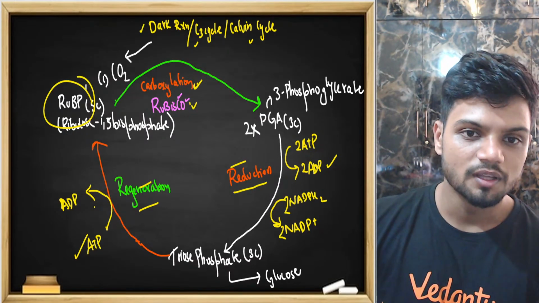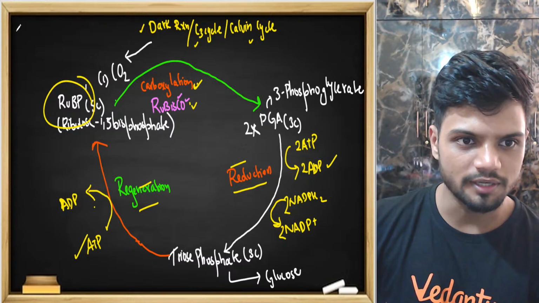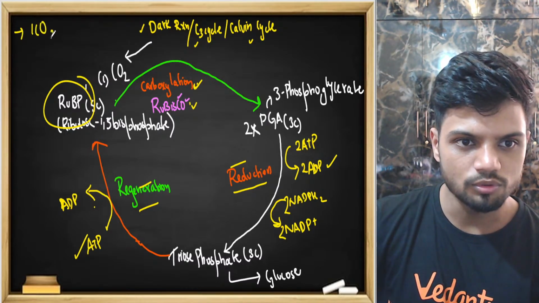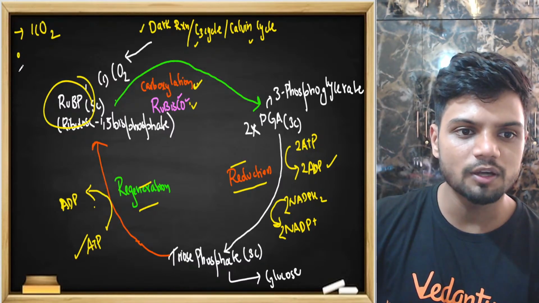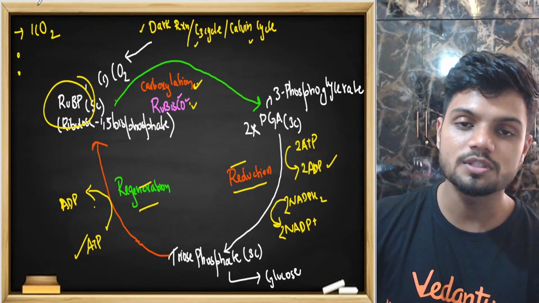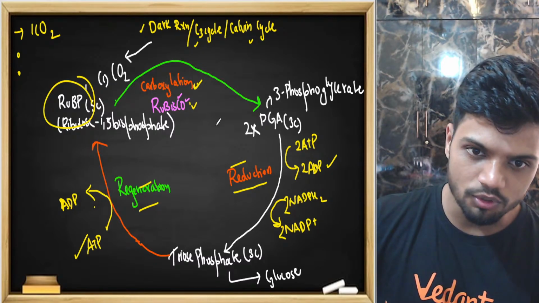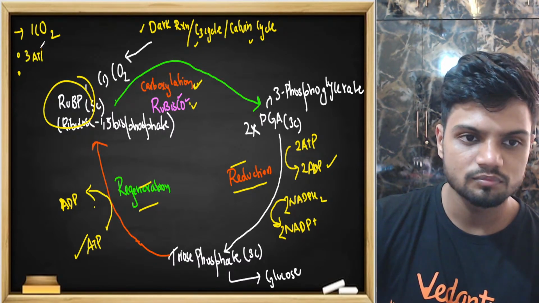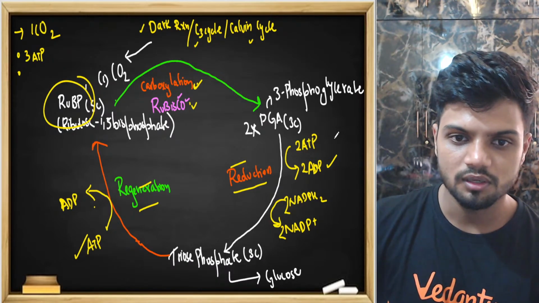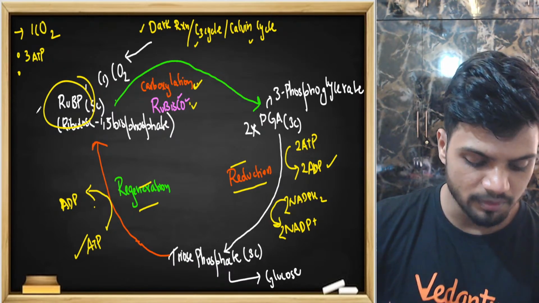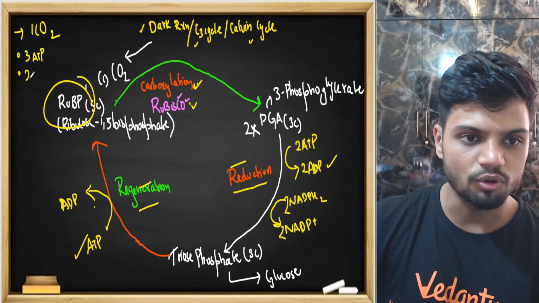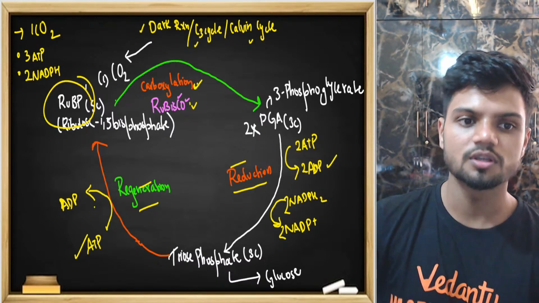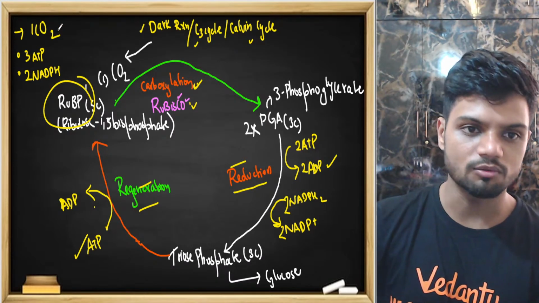Yeah. So what did we learn right now? For one CO2, how many ATP and how many NADPH are used? To fix one CO2, we need three ATPs in total, two here and one here. At the same time, there is also a requirement of two NADPH for one CO2.